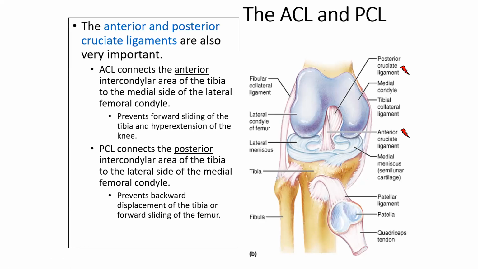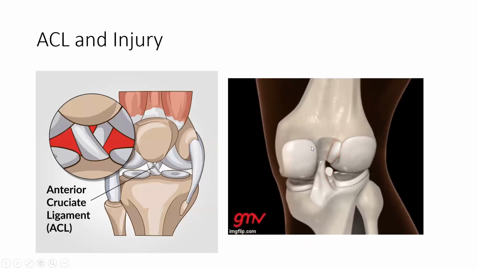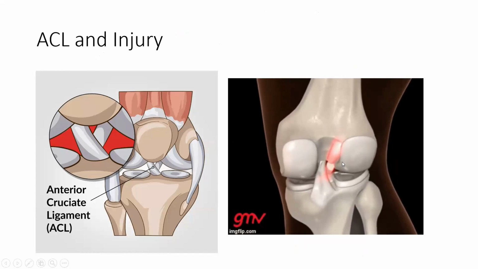The ACL keeps the tibia from sliding forward. The PCL prevents the femur from sliding forward. Sliding is not a good thing. Okay. A tear in the ACL nearly always requires surgery.